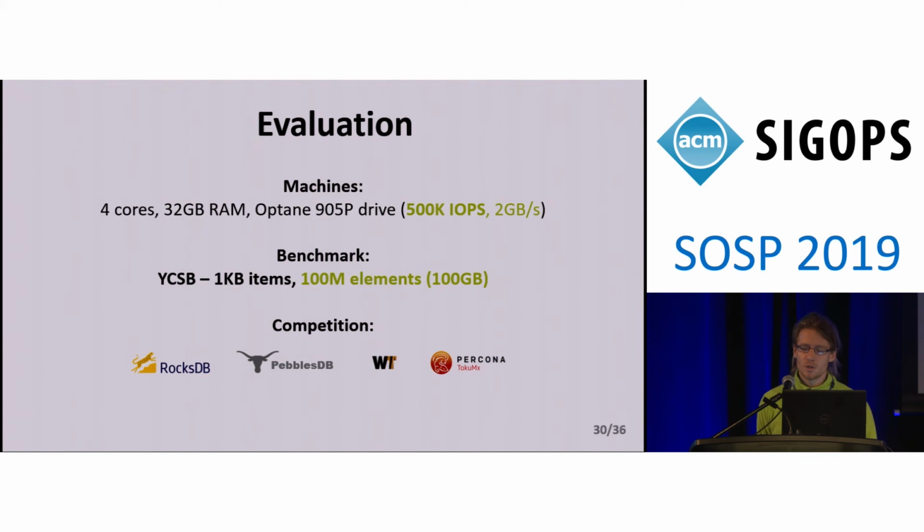So in this talk, I will just present the results on one machine. This machine has an Optane drive, which can do 500K IOPS and read and write at 2 gigabytes per second. I will focus on one database which contains 100 million elements, as it is 100 gigabytes. And so only 1/3 of the database fits in RAM. And I will compare our performance against RocksDB and PebblesDB, both of these are LSMs, and WiredTiger and TokuMX, both of these are B-trees.